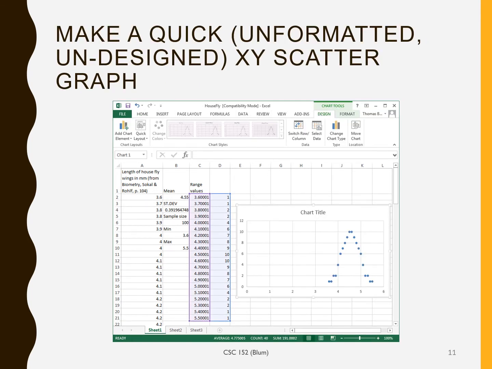Here we make a quick XY scatter graph. We're not going to format it. We're not going to design it. We just want to have a quick look at what's happening so far. And so the X's will be the bin range, and the Y-axis will be the frequencies. And that's what we have right here.